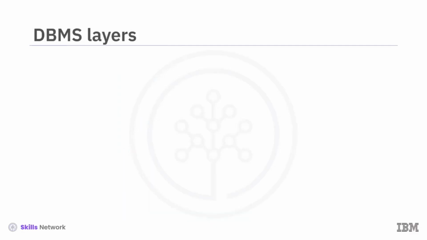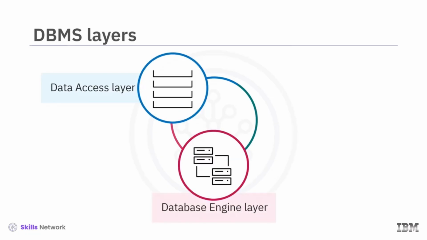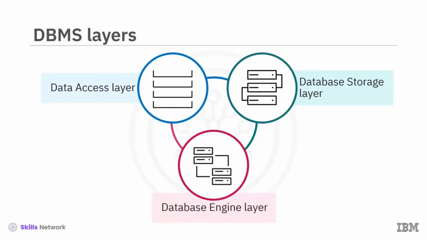The server's database management system software, RDBMS, comprises several layers, broadly categorized as data access layer, database engine layer, database storage layer.